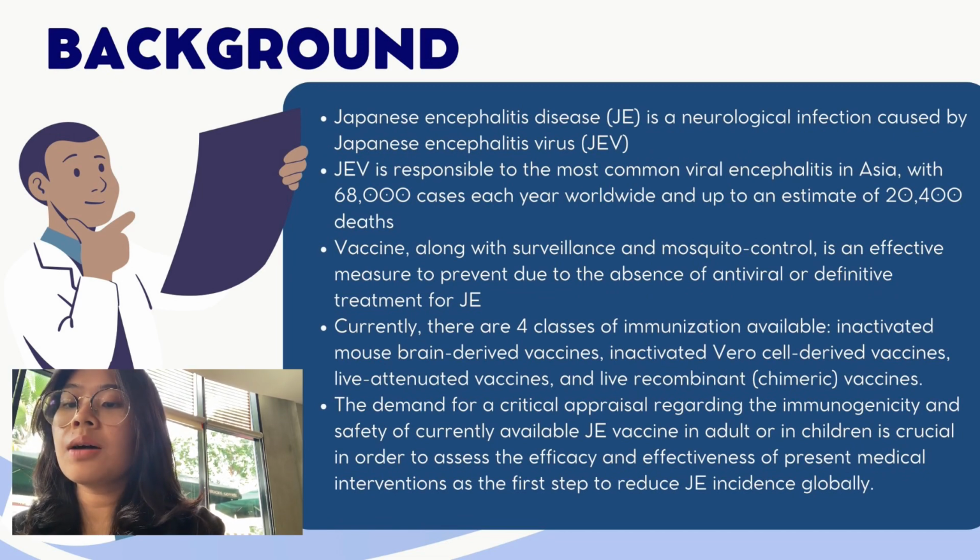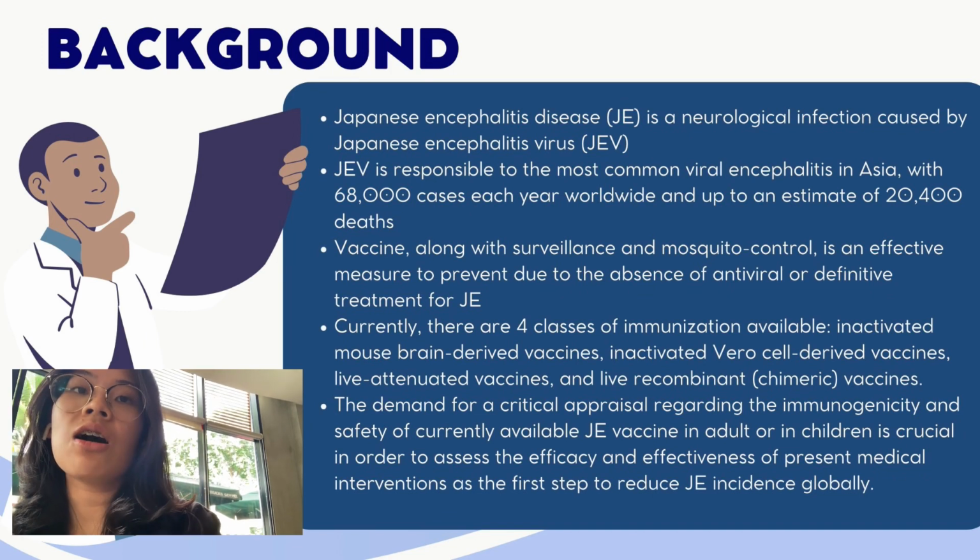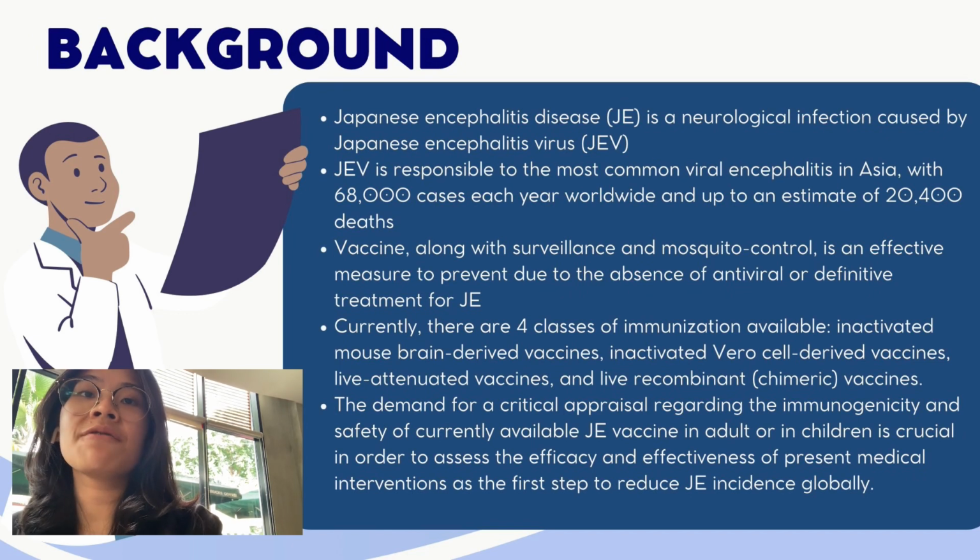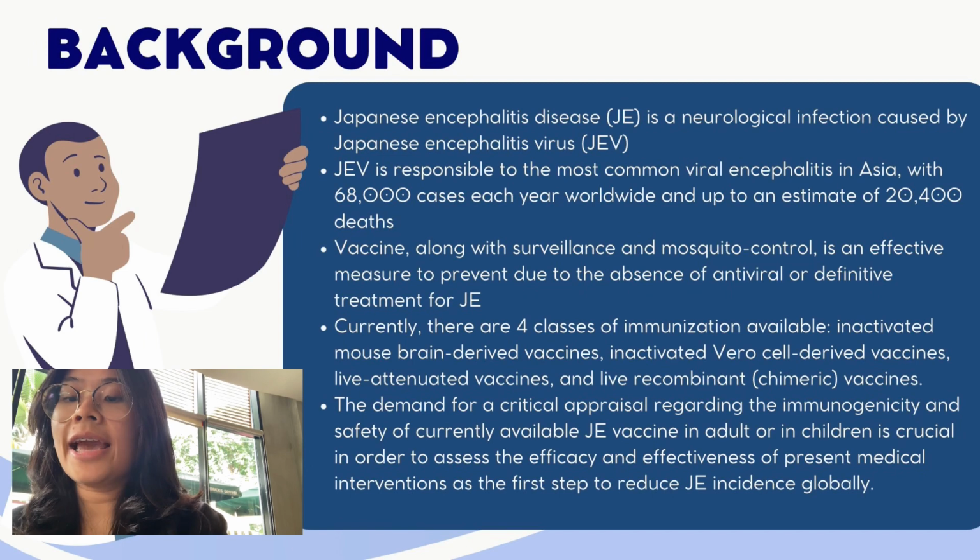And also, most cases of JE are actually asymptomatic. However, it has a case fatality rate of 30% and may cause sequelae in up to 50% of patients. Vaccines, along with surveillance, are identified as the most common and most effective measure to prevent JE because there is a lack of definitive treatment such as antivirals. Currently, there are four classes of vaccines available, which are the inactivated mouse brain-derived vaccines, inactivated vero cell-derived vaccines, live attenuated vaccines, and also live recombinant or chimeric vaccines.